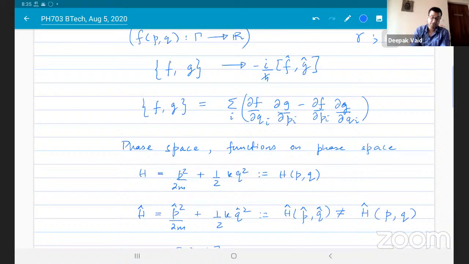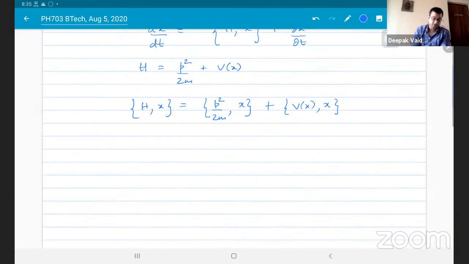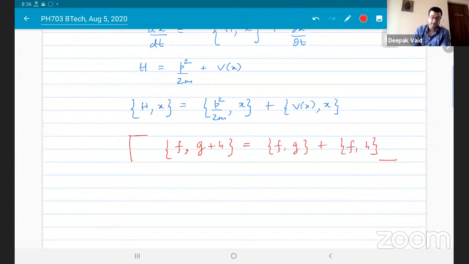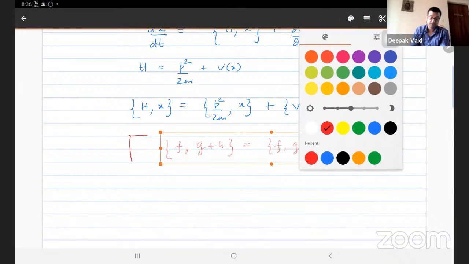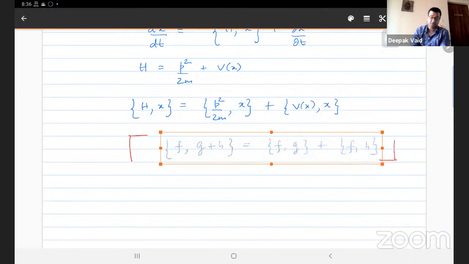So if I take the sum of two functions, let's say the bracket of f with g plus h, then this is equal to the sum like this. So the Poisson bracket and the commutator, they are both linear objects.